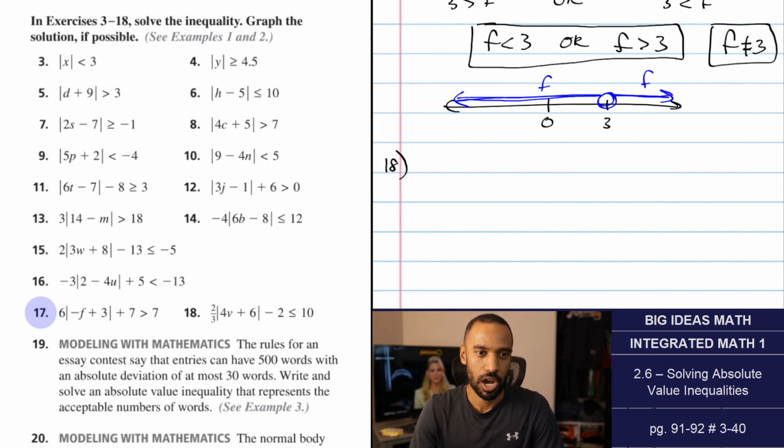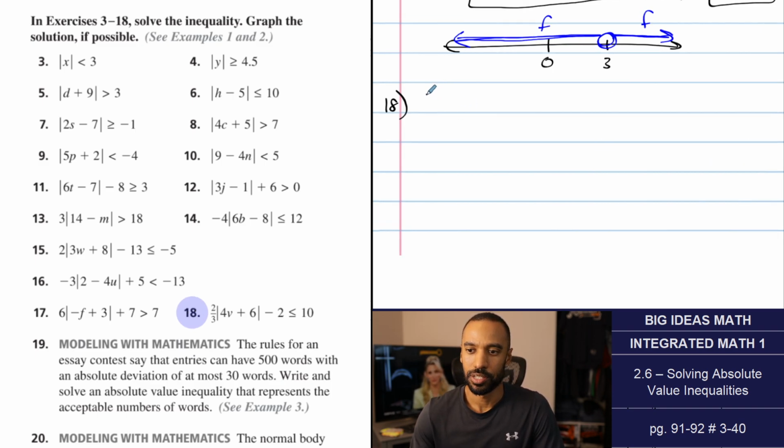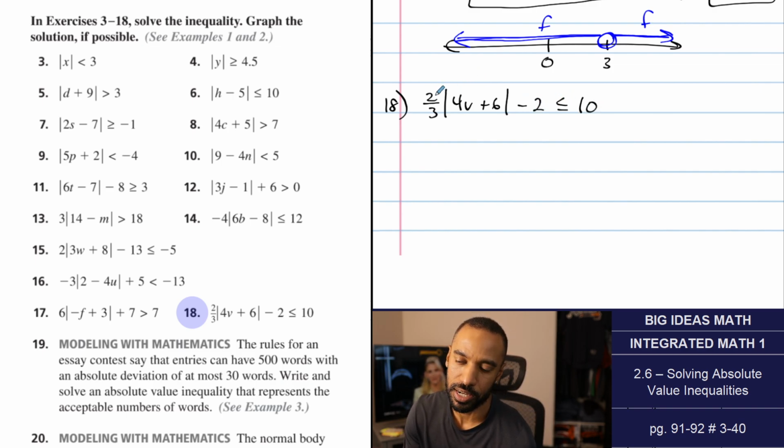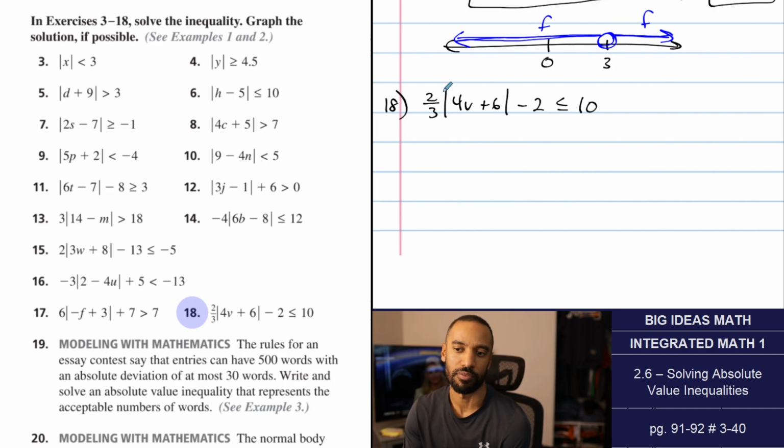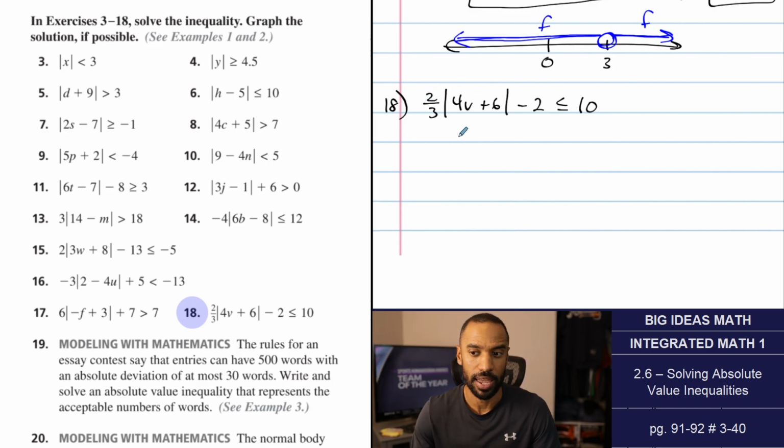Number 18 says, yo, why do y'all got to be like this? I'm going to give you your fraction bits. Now, 2/3, I said bits, B-I-T-S. Now, 2/3 times 4v plus 6 minus 2 is less than or equal to 10. Now, it's possible to distribute 2/3 into here if you know what you're doing and why absolute values work that way. I'm going to refrain so that you don't assume you can do it in any such situation. So we're just going to keep it like so.